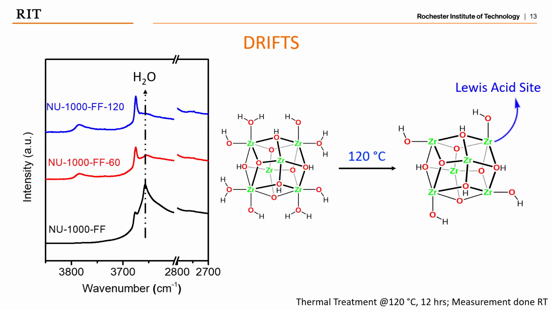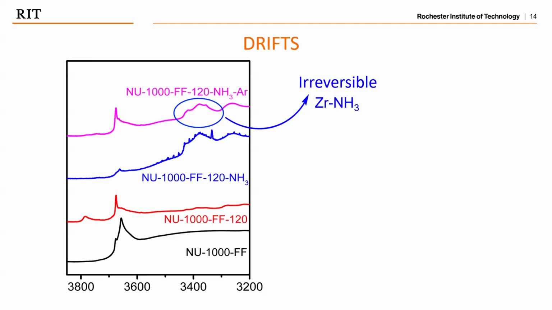So here we lose this water and we generate this open metal site. Our hypothesis is that this might lead to the irreversible uptake. Here we also did DRIFTS with the same procedure. We dosed ammonia and purged with argon to get rid of the physisorbed ammonia, and we do see some peaks here. This indicates strong chemisorption, because the physisorption is all removed and the chemisorbed ammonia is left over. This comes from the NH bond of ammonia coordinated to the zirconium open metal sites.